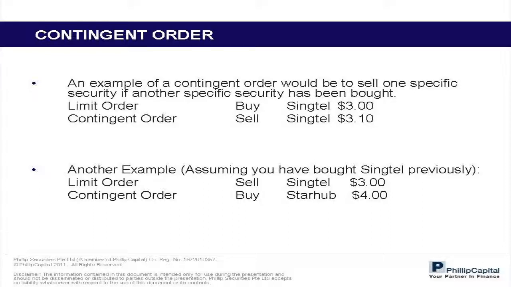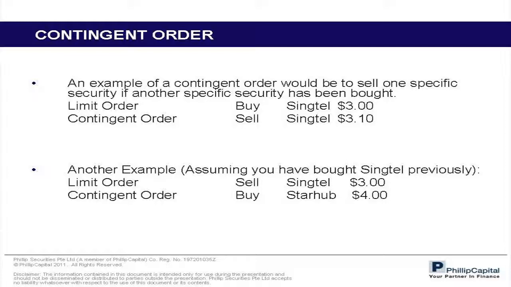For example, your strategy may be to buy Singtel shares at $3 and then to sell it at $3.10. However, you cannot place both orders in just like that because there is a chance that only the sell order is traded but the buy order is not traded. If this happens, you may end up in a short sell situation, which will make you liable for SGX penalty on short selling. To avoid this situation, you will need to use a contingent order.